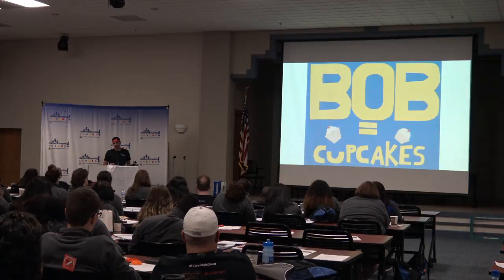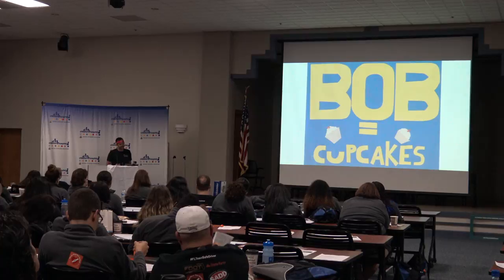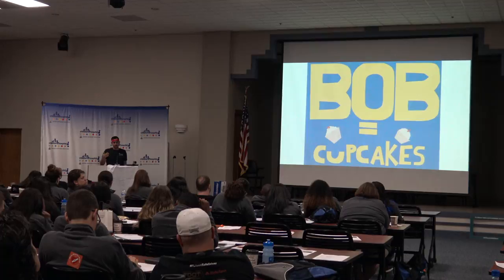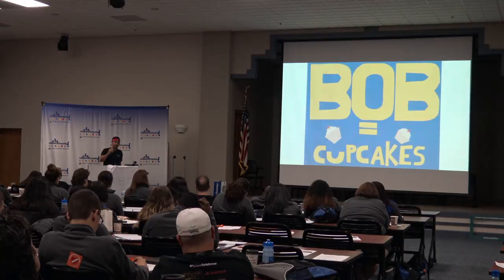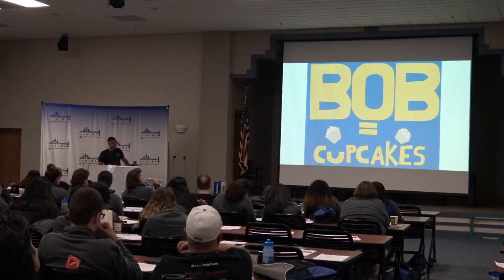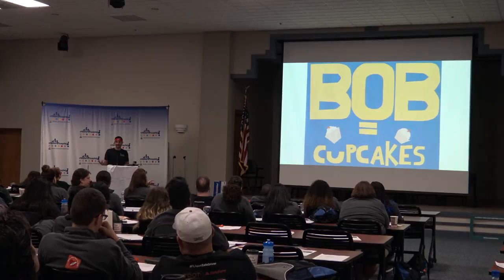So let me tell you about a bad decision. And this one's a little bit funny, but a little bit not so funny. So again, in middle school, Bob was on the cross country team. And I have to tell you another story first. Bob ran for president as an eighth grader. He ran for president of the student body. And this was his campaign slogan. Bob equals cupcakes, because Bob just wanted to have a good time. So he thought associating himself with cupcakes was a good idea.